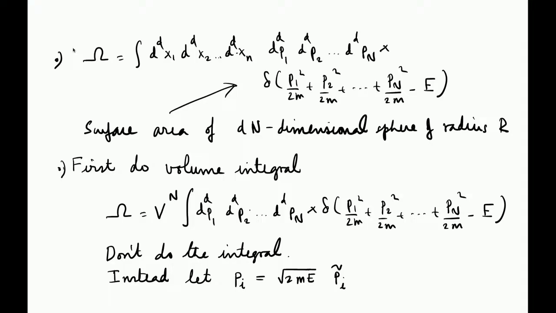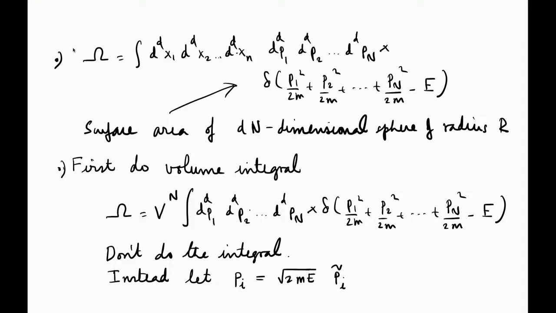So, first do the volume integrals, which are free. Integrating over d^d x1 gives me a factor of volume. I do d^d x2, I get another volume. So, I get V to the power N when I do this much of the integral, and I am left with the momentum integrals. So, let us not do the integral. Maybe we do not have to do the integral. We need to know the dependence on volume and energy.